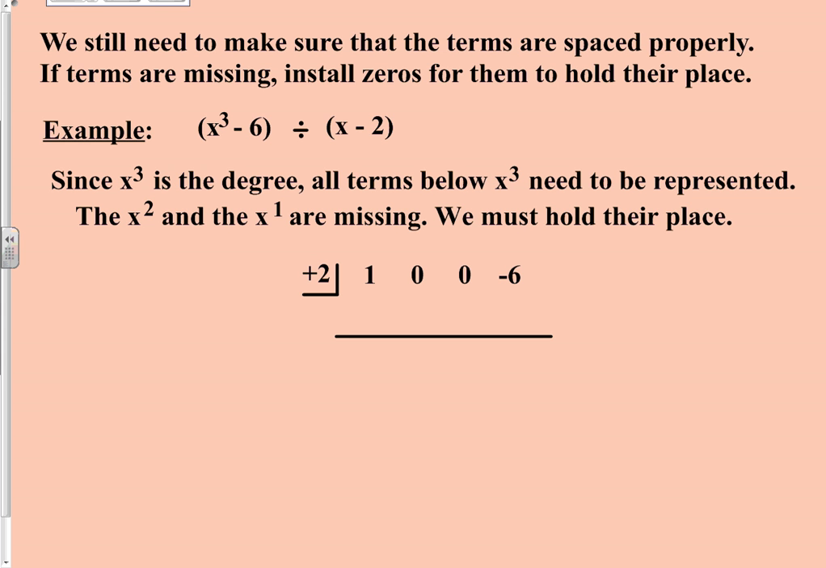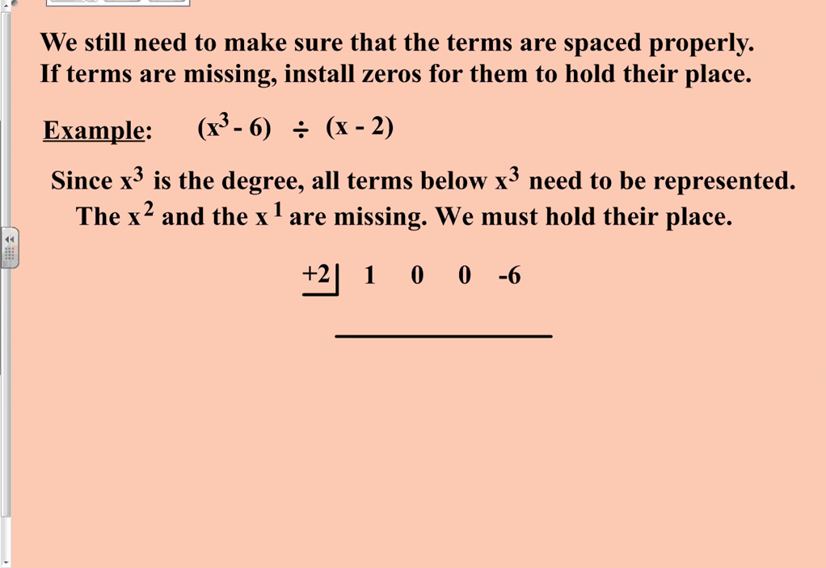Why is it a positive 2? Because with synthetic division, we are looking for the negative of the c term. The divisor had a negative 2 in it, so it is a positive 2 out inside of the box. So this should be the setup that you are looking for.